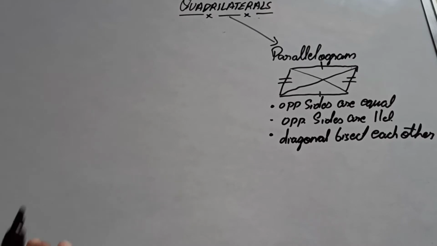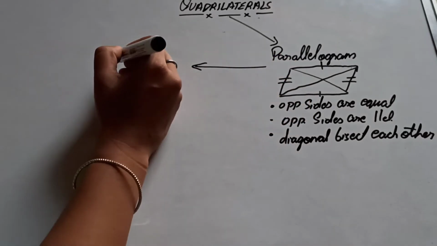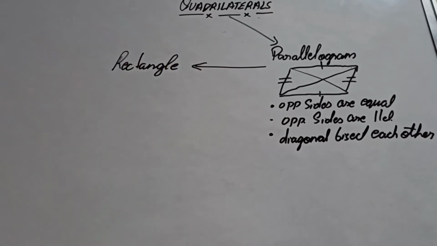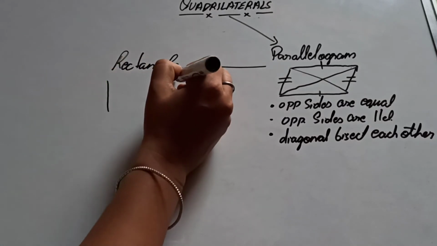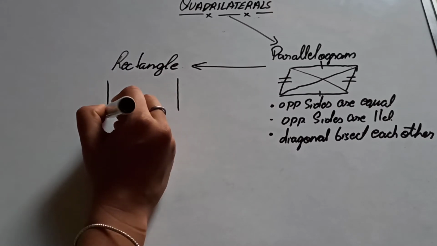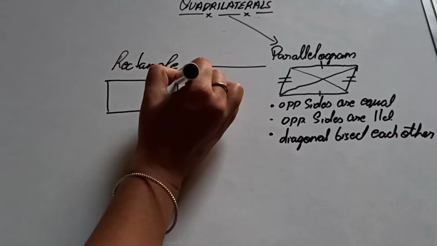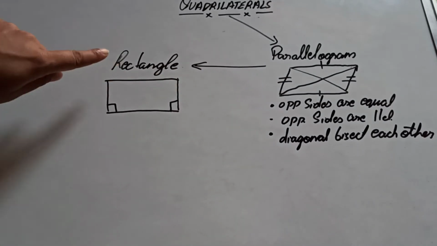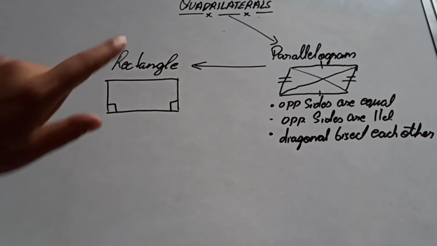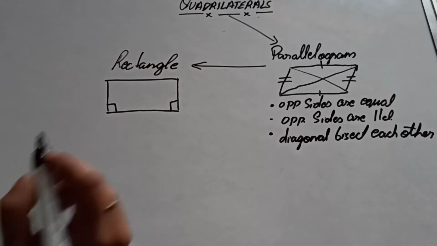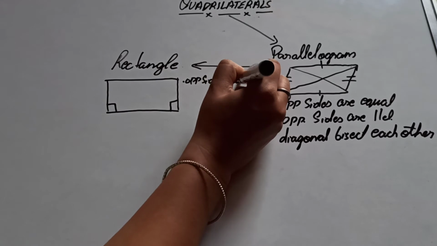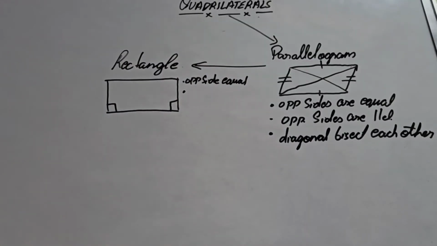Now, when we have discussed a parallelogram, we are going to discuss the types of parallelogram. First we are going to discuss the rectangle. A rectangle is a special case of a parallelogram with opposite sides parallel, equal, and all the angles are 90 degrees. So a rectangle is a parallelogram, and it holds all the properties of a parallelogram. The first one is opposite sides equal. The second one is opposite sides parallel.